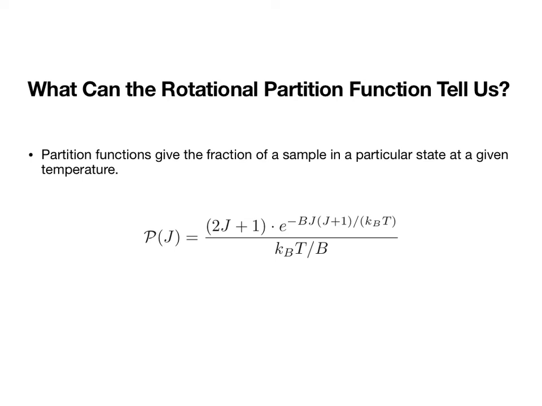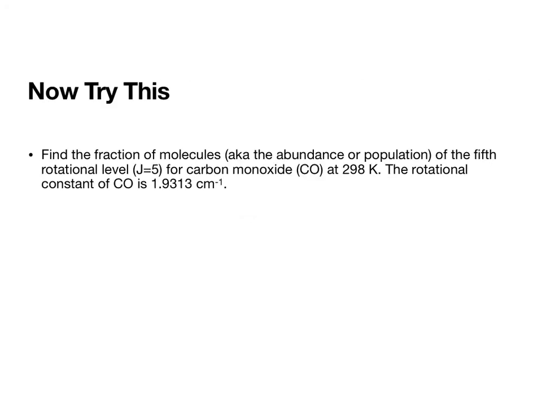So now we have our full partition function in terms of our rotational energy. And so our partition function, remember, gives us a fraction of molecules in a sample at a particular state at a given temperature. And so if we want to know something about a particular rotational level, we can solve this expression and be able to figure out the molecules in that rotational level. Okay, so your now try this is: find the fraction of molecules, or the abundance or population, of the 5th rotational level for carbon monoxide at 298 Kelvin. The rotational constant for carbon monoxide is 1.9313 wave numbers.